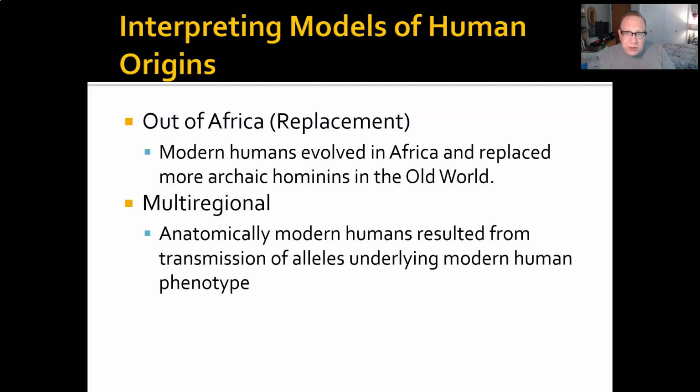The multi-regional hypothesis, on the other hand, says that anatomically modern humans are the result of the transmission of alleles underlying the modern human phenotype, and in other words, different alleles would develop in different regions around the world, and through gene flow, those all come together. In other words, regional variation is a reflection of a sort of continuous evolution in each region, and Homo sapiens arising out of that.